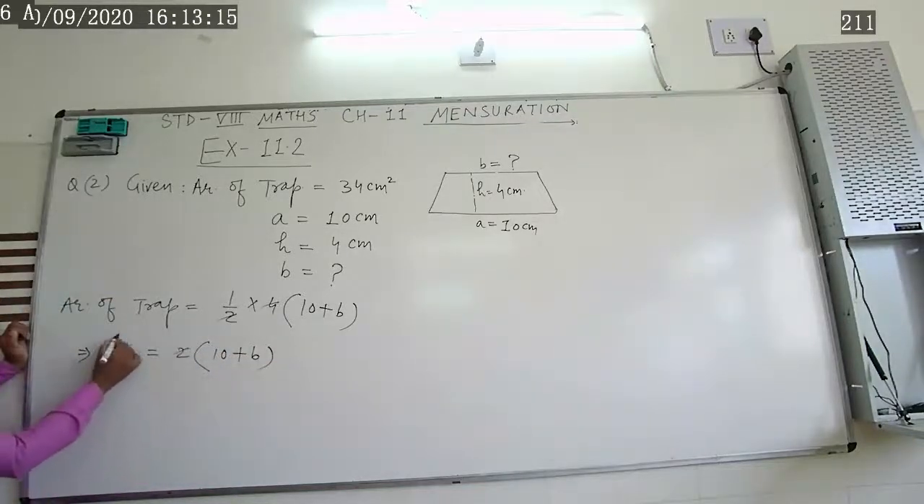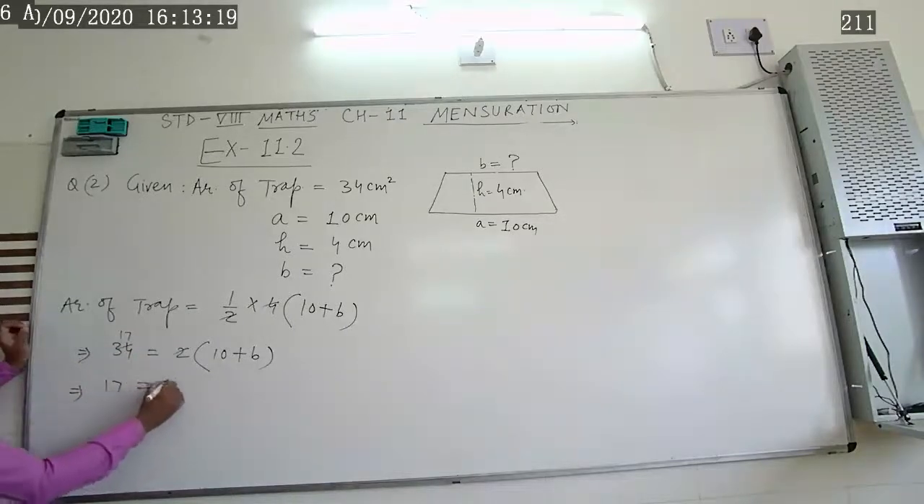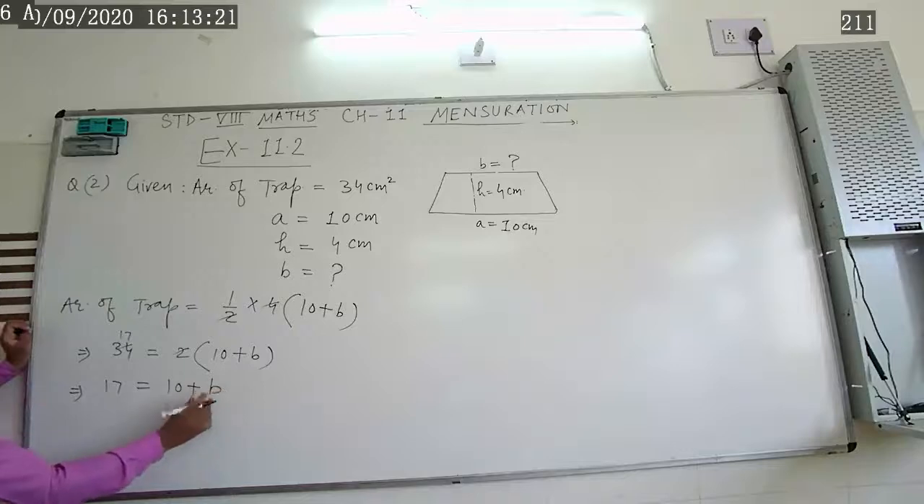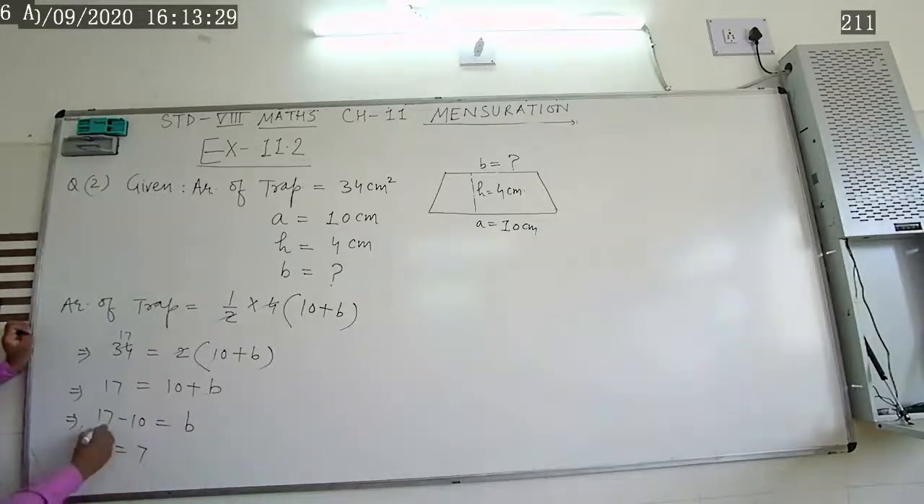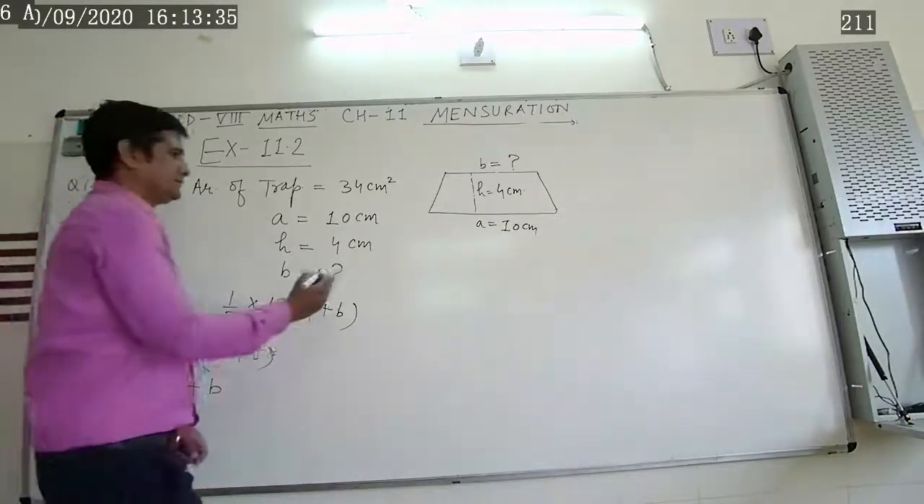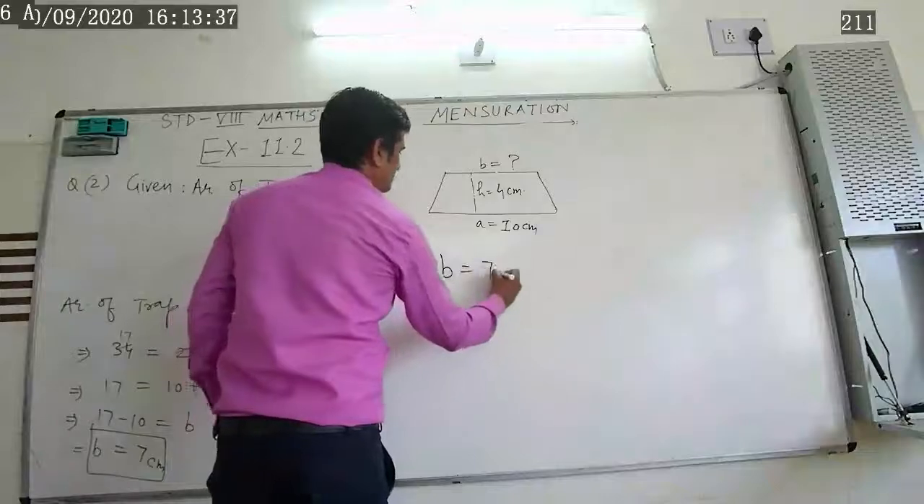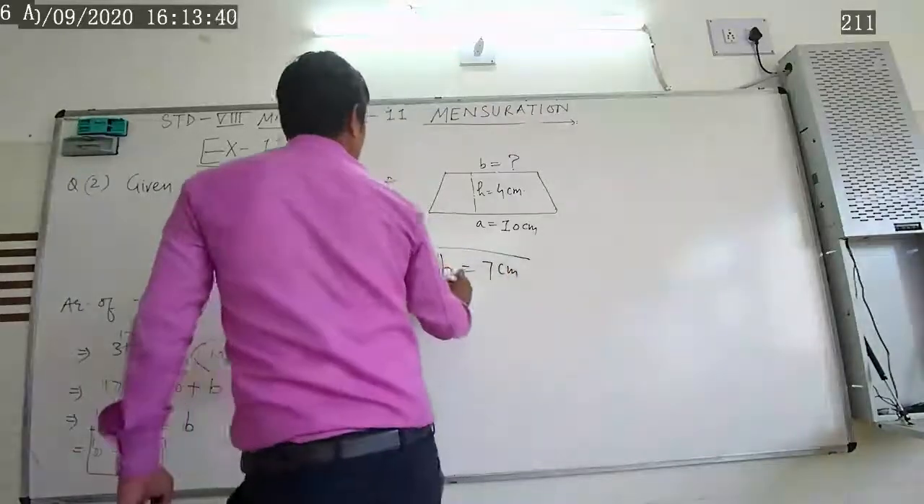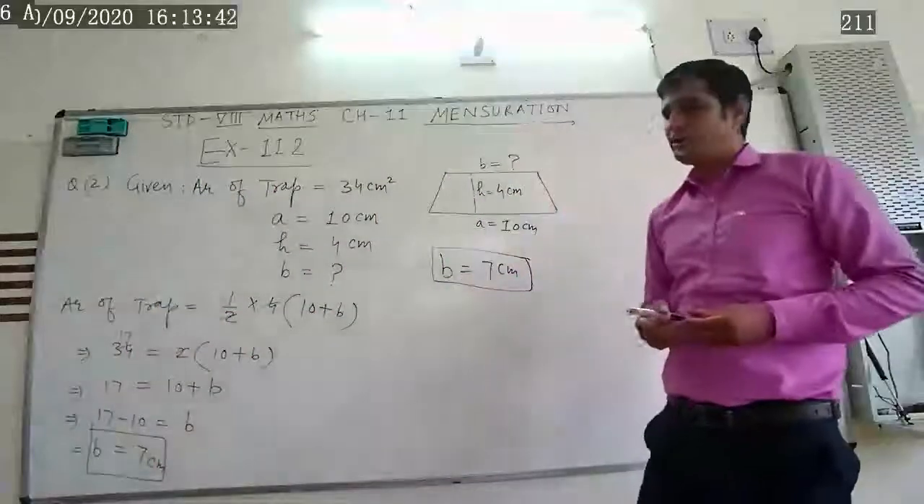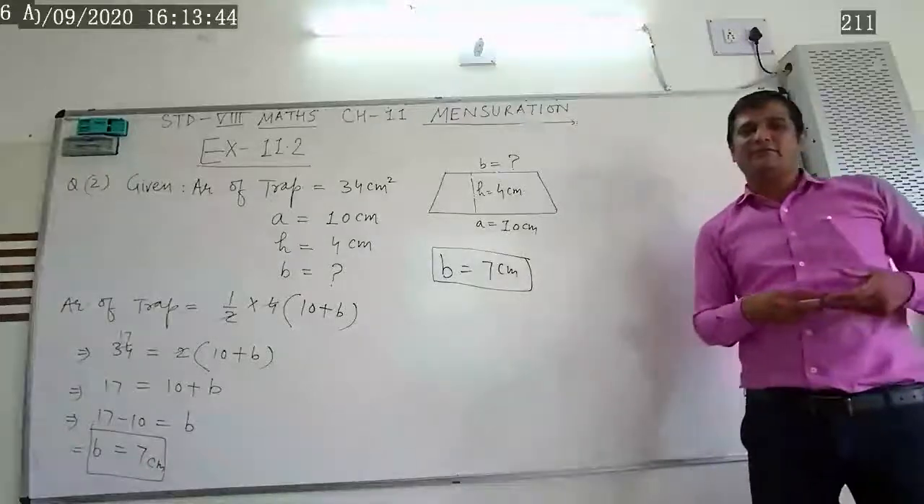So 2 17s are 34, which implies 17 is equal to 10 plus B. So 17 minus 10 is equal to B. So B value will come 7 centimeter. This is the solution for question number 2. You can see very clearly.